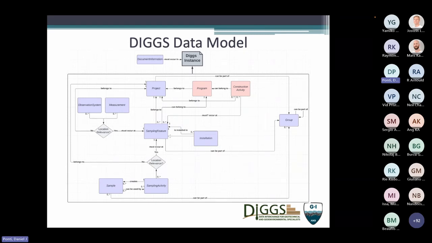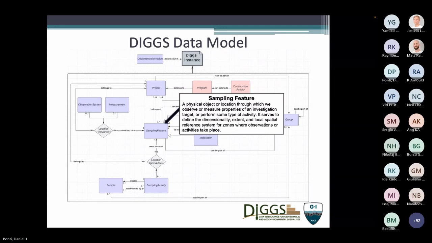I'm not going to go through all these in a lot of detail, but I'm going to talk about a few of them. One of the important ones is what we call a sampling feature. Sampling features are physical objects or locations through which we make observations or from where we conduct an activity of some sort. And what it does is provides the frame. It's essentially a viewport into the world, and it provides the dimensionality and the scope of the area that we're looking at. And it also allows us to define a reference system that can locate observations within that sampling feature in a more convenient fashion.